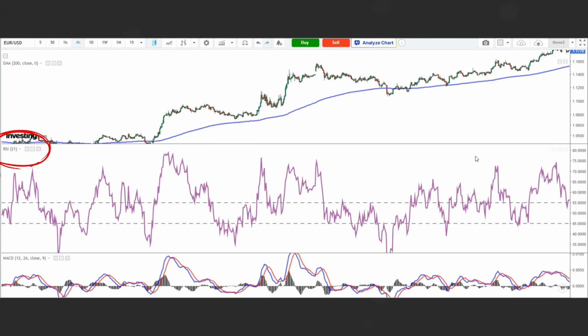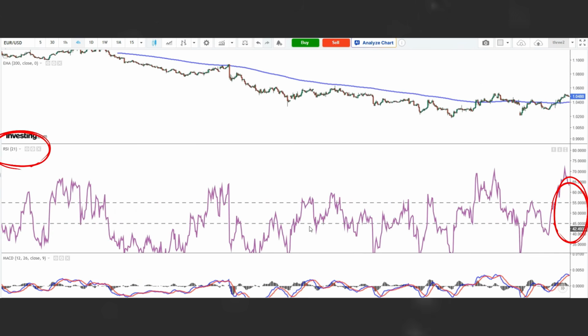To confirm the trend, we focus on two levels. If RSI is above 55, the bullish trend is valid, so we only look for buy signals. If RSI is below 45, the bearish trend is valid, so we only look for sell signals. This helps you clearly see the trend without being distracted by minor pullbacks or market noise, and you can trade with the trend.